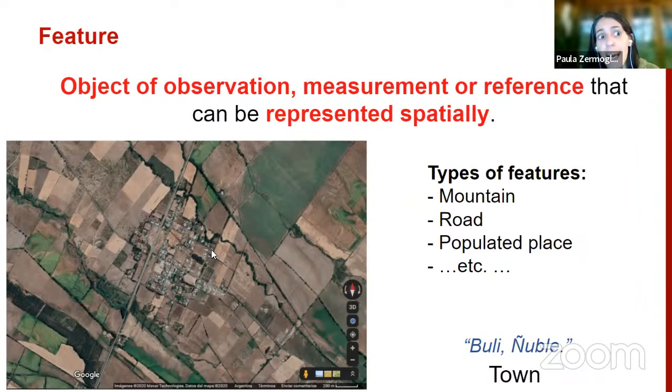Now, this is a town. So we can say that we have a particular feature, which is the object of observation, measurement, or reference that can be represented. In this case, we have a town, but there are other types of features, such as mountains, roads, craters, lakes, national parks. We can have many different types of features. And in this case, the feature is a town, and this is the location description.